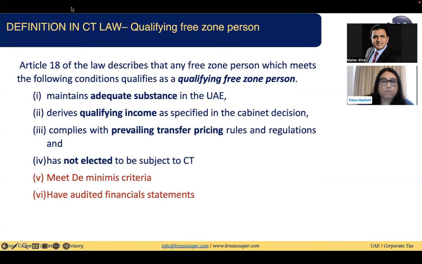So just to sum it up, the conditions which we saw in the law: it should maintain adequate substance in the UAE, must be deriving qualifying income, should be complying with the transfer pricing rules and regulations, should not elect to be subject to corporate tax, should meet the de minimis criteria, and should have audited financial statements. So these were the 6 requirements that a qualifying free zone person had to meet.